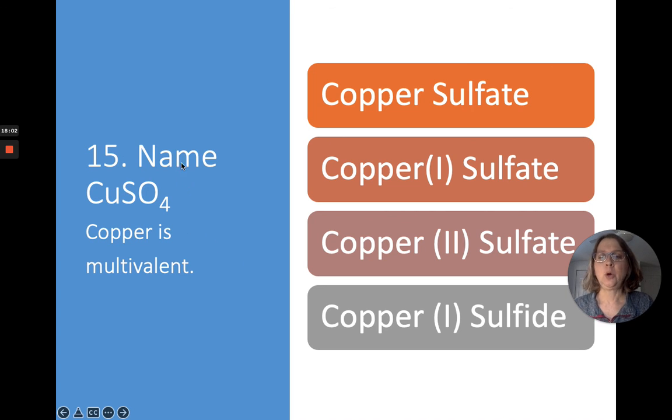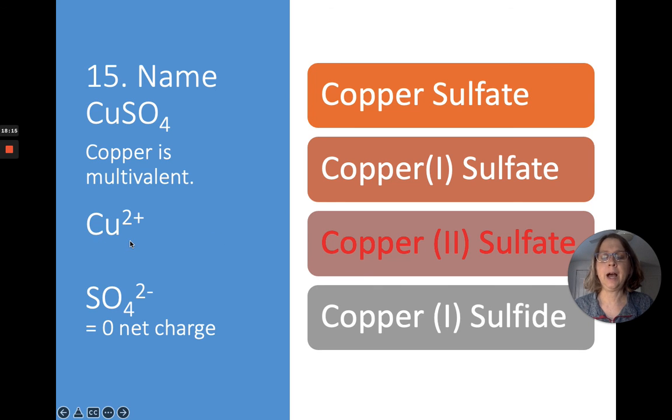All right, so let's name CuSO4. Remember, copper is multivalent. So which one? If SO4 is a 2-, what must this copper be? And right, so again, copper is a 2+, SO4 is a 2-, so our net charge is 0. And because there's also a copper 1 form of the ion, and it's a transition metal, you want to put the charge in the name, not in the formula. Notice it's not in the formula.